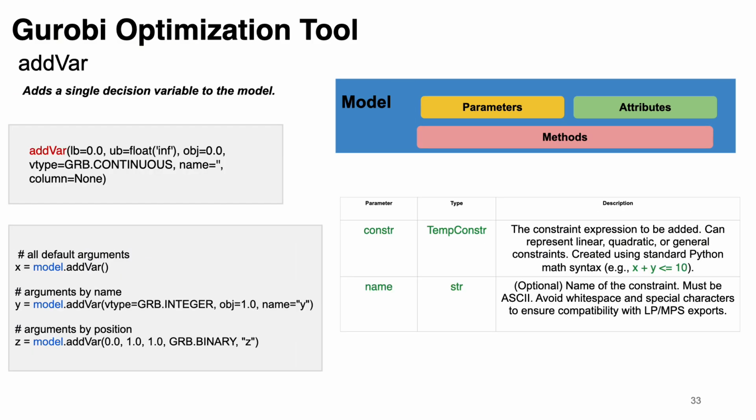Now let's formally look at how we inject these variables into our model using the addVar method. This command adds a single decision variable. As you can see in the code snippets, there are multiple ways to call this. You can call it with all default arguments by simply typing model.addVar. You can specify arguments explicitly by name, such as vtype equals GRB.INTEGER and name equals y. Or you can pass the arguments strictly by position, defining the lower bound, upper bound, objective, type, and name in a specific sequential order.